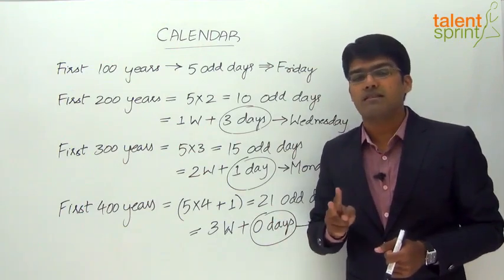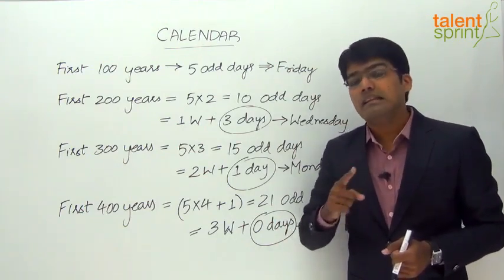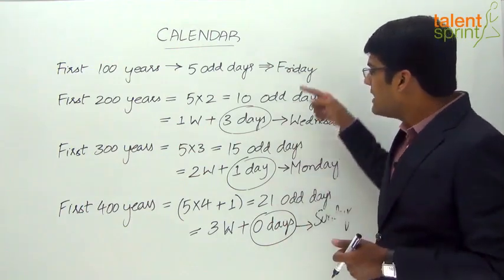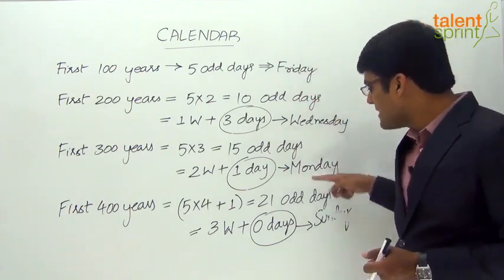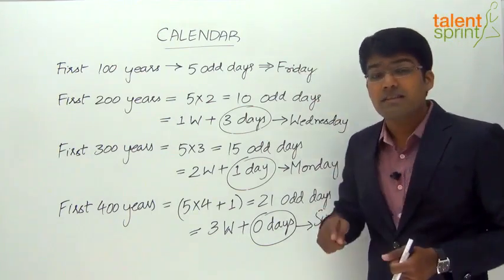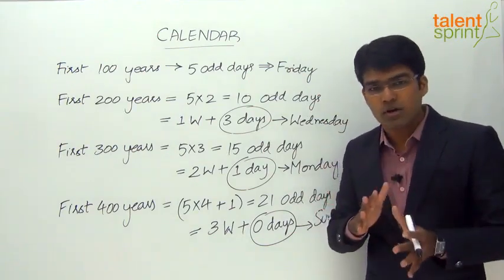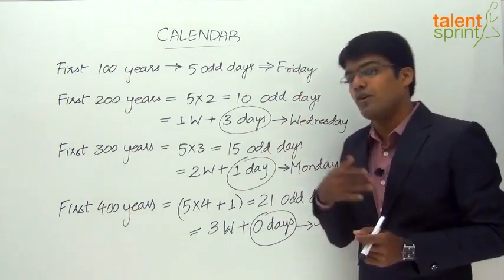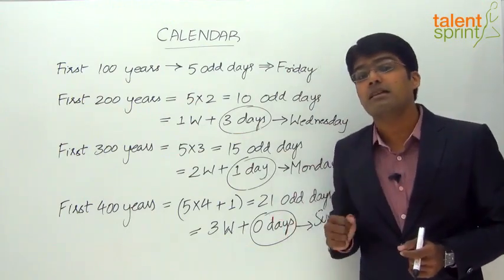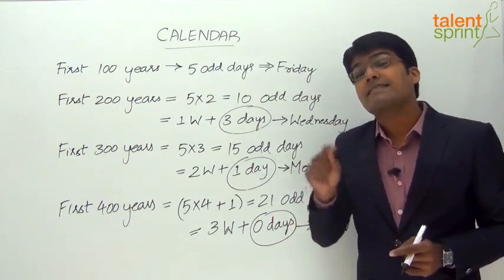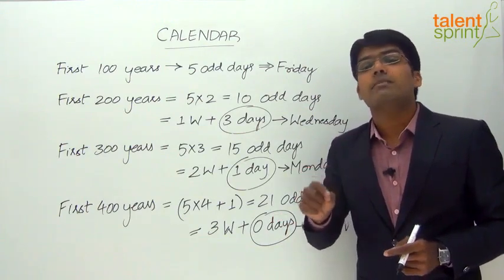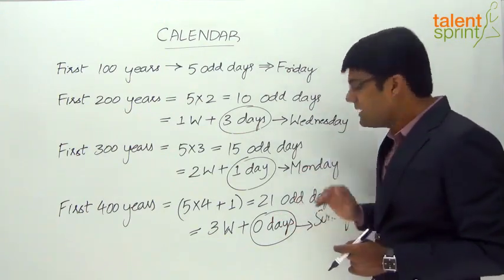So 2 important points, or I can say 3 important points. The last day of a century will be any of these days: Friday, Wednesday, Monday or Sunday. So it means it cannot be Tuesday, Thursday or Saturday. So these are the 2 important points: what can be the last day, what cannot be the last day. And the third point is the last day of that century which has a leap year as its century year will always be a Sunday.